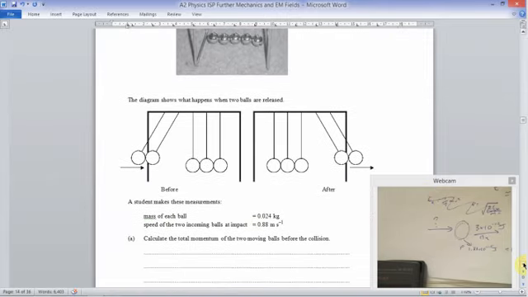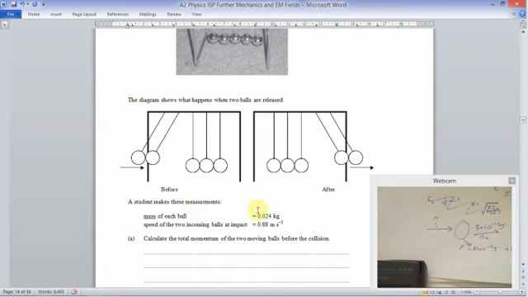Okay, question number 3. So feel free to just skip back to the mark scheme and double check those. I'm 100% sure I'm now right though. Calculate the total momentum of the 2 moving balls before the collision. Okay, so we've got two balls coming in, they collide with some more balls over here. We need to calculate the momentum before the collision.